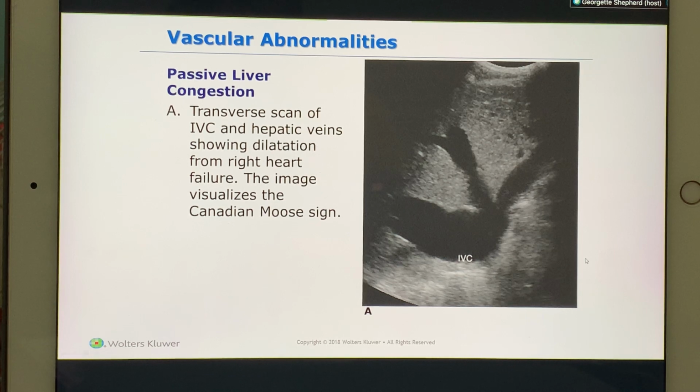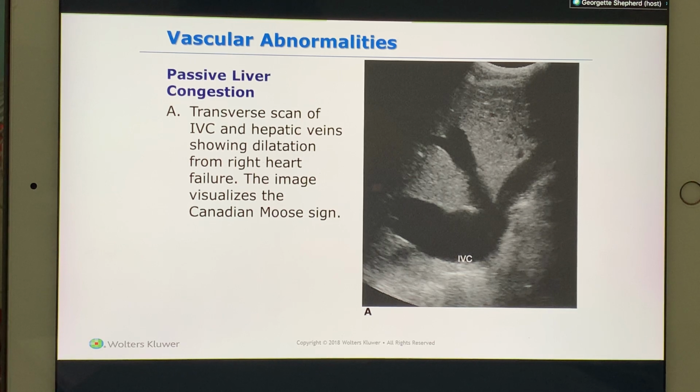So here you can see that the IVC is dilated. Look how large that right hepatic vein is, not so much the left or the middle, and they call this the Canadian moose sign. Because the blood can't go into the right heart the way that it should, it's going to back up into the IVC and into the hepatic veins.